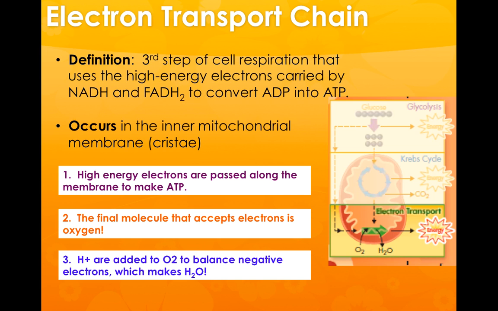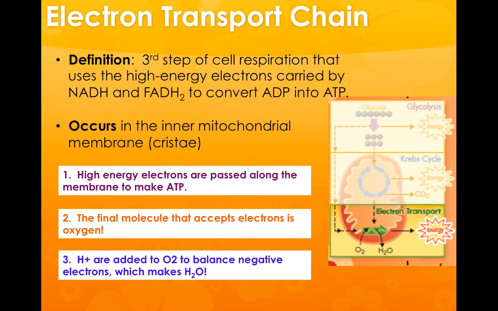So when you look at the picture on the right there, where all those folds are in the mitochondria, that's the cristae. That's where the electron transport chain takes place. And the whole reason that the cristae is folded in that way is to increase the amount of area that's available for electron transport chain. So more folds equals more electron transport chain equals more ATP production.